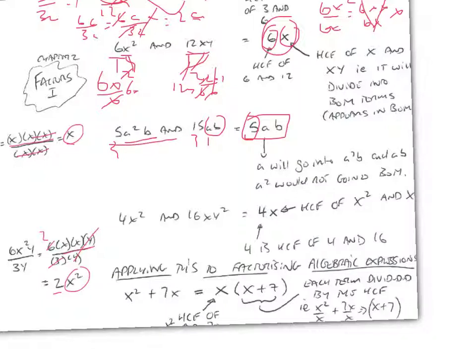Okay, so 5a squared b over 5ab is 5 by a by a by b over 5ab. So goodbye ab, goodbye ab, goodbye 5, it's a times, and so on.